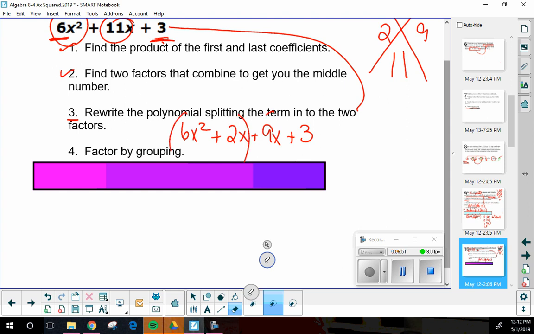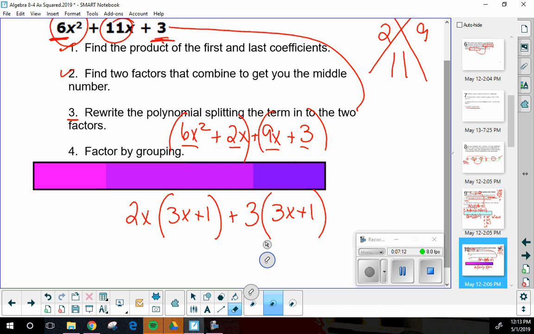There's my grouping. I see that there is going to be a common factor in both of these. So in this one, it's going to be 2x, and that's going to leave me with 3x plus 1. And then on this second one, the greatest common factor is going to be 3, and this will be 3x plus 1. And so our answer is 2x plus 3 times 3x plus 1. Done.